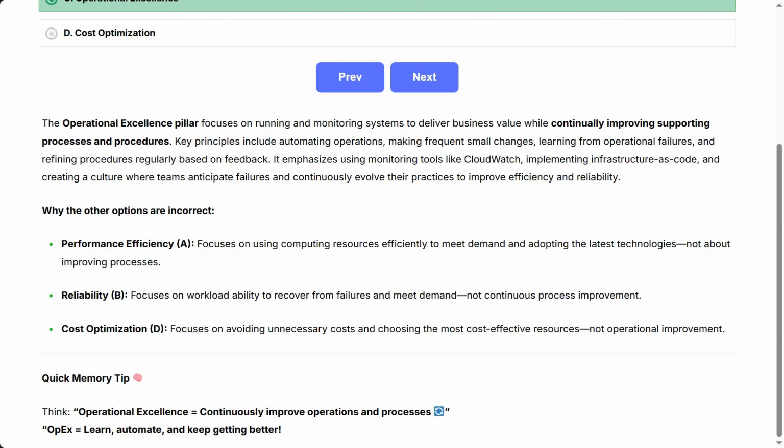Quick memory tip, think. Operational excellence, continuously improve operations and processes. OpEx equals learn, automate, and keep getting better.